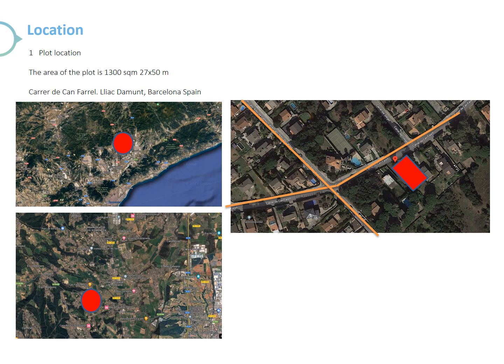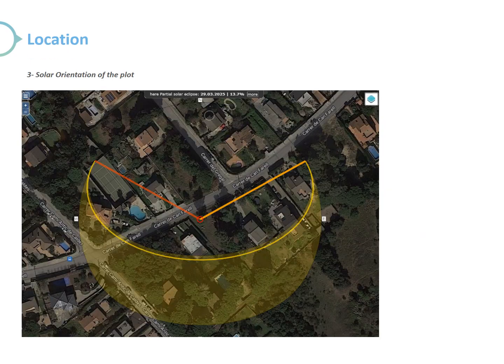Plot location. The area of the plot is 1,300 square meters, which is about 27 meters by 50 meters. It's located on a street called Carrer de Can Farel, Lilac de Mont in Barcelona, Spain. As you can see in the images below, the plot is located on a main street and is very close to a crossroad. Below is the sun diagram of the plot. It is very important to mention that considering solar orientation in passive house design is very, very crucial.